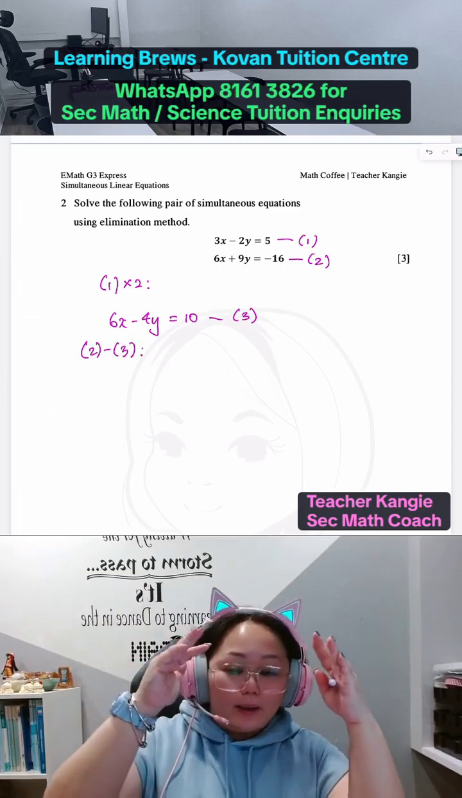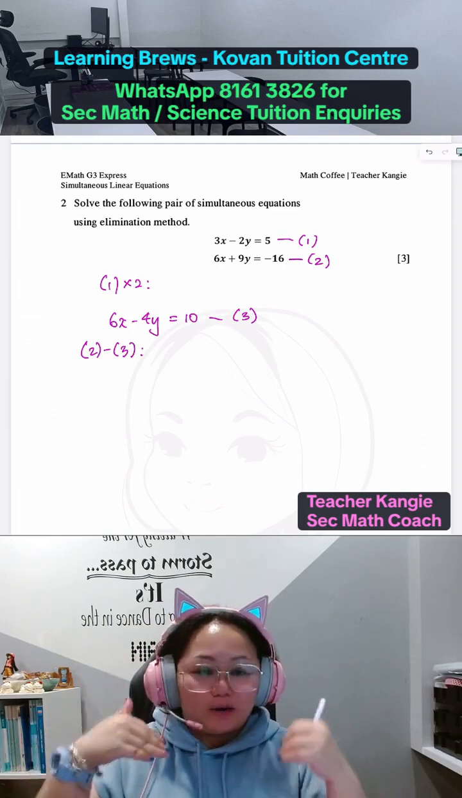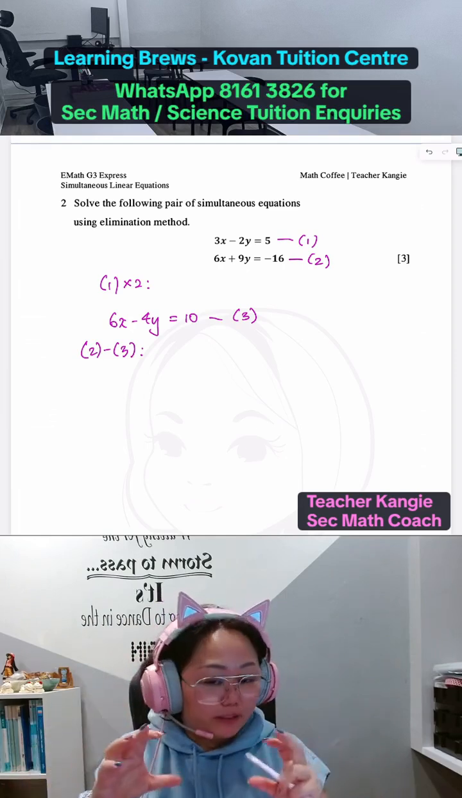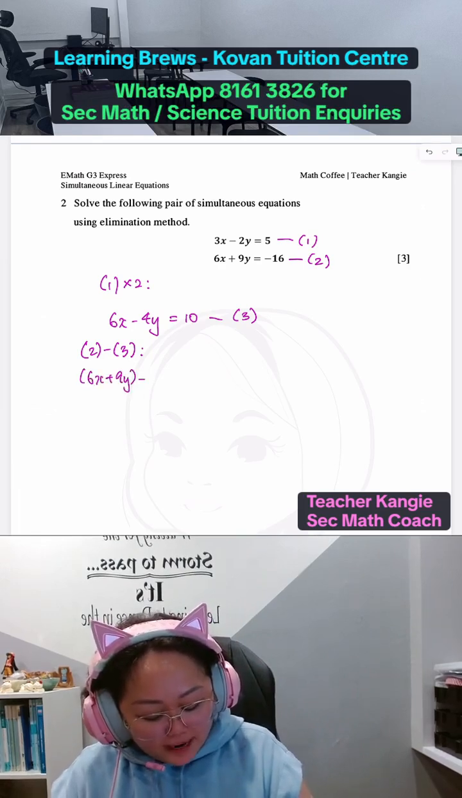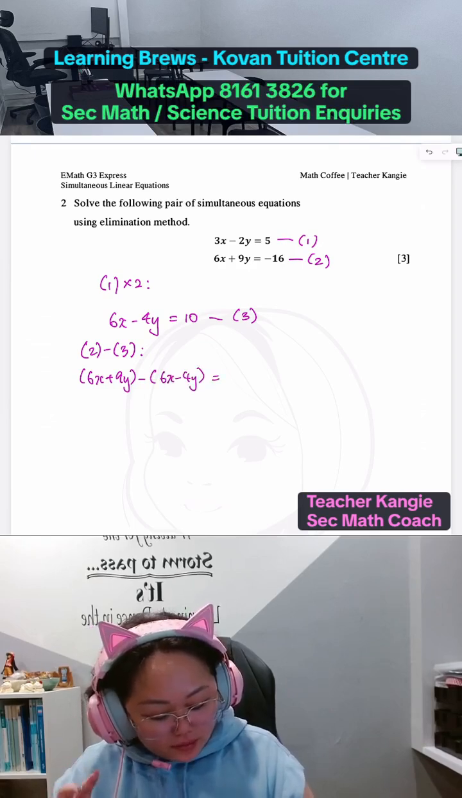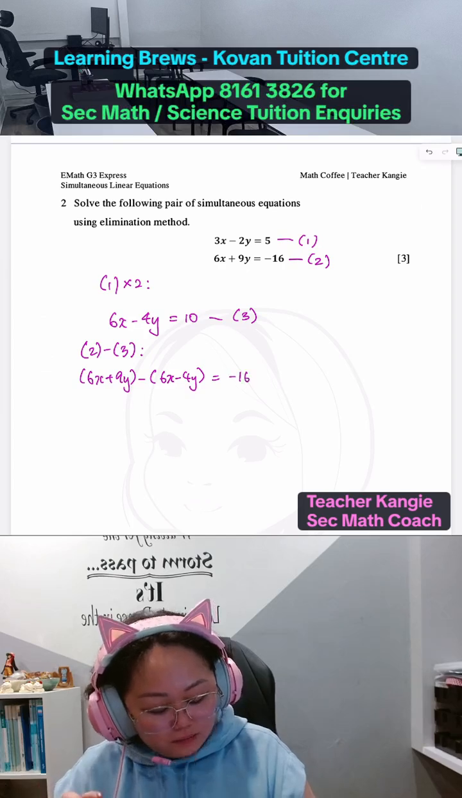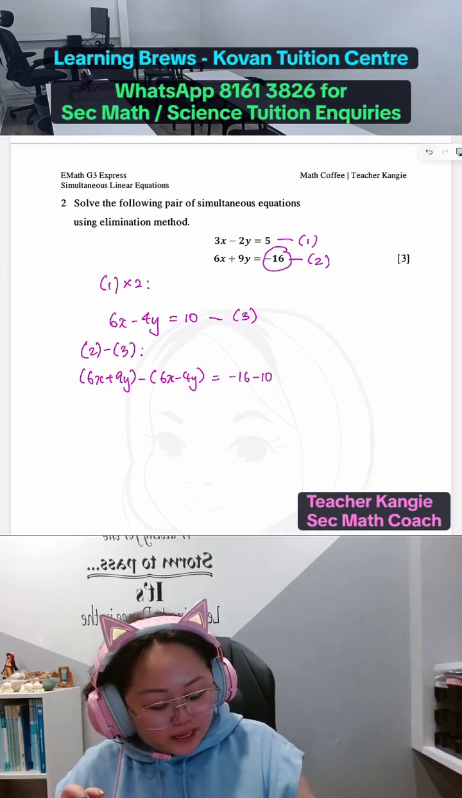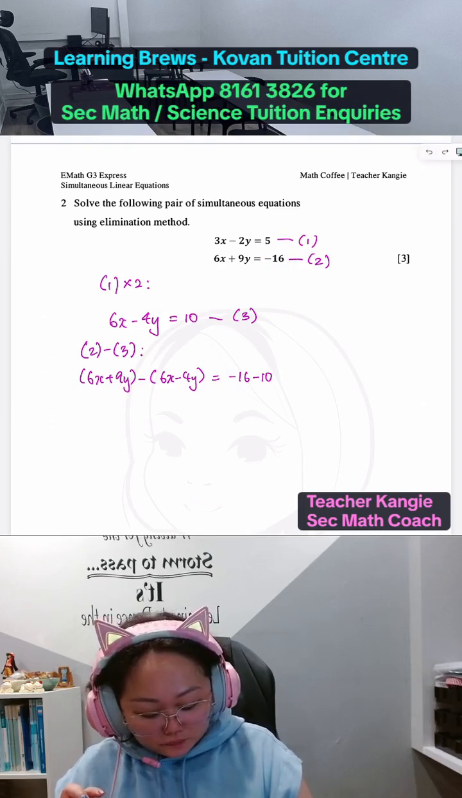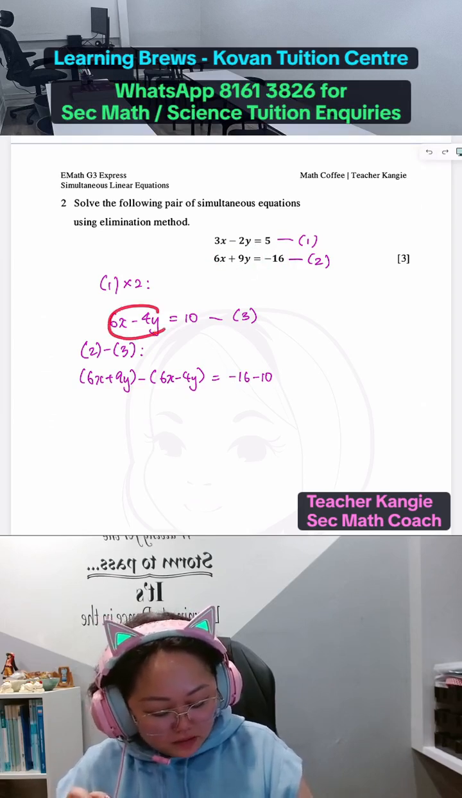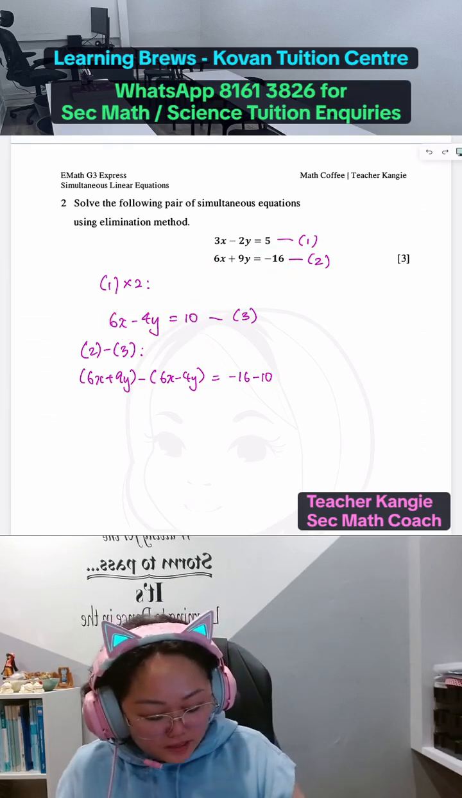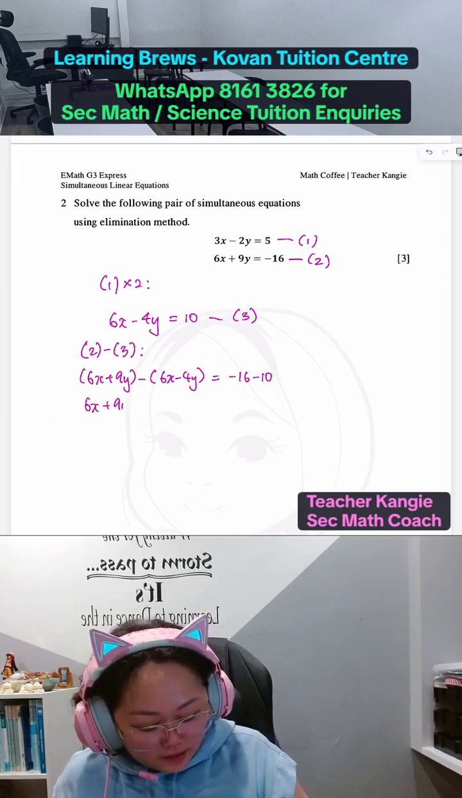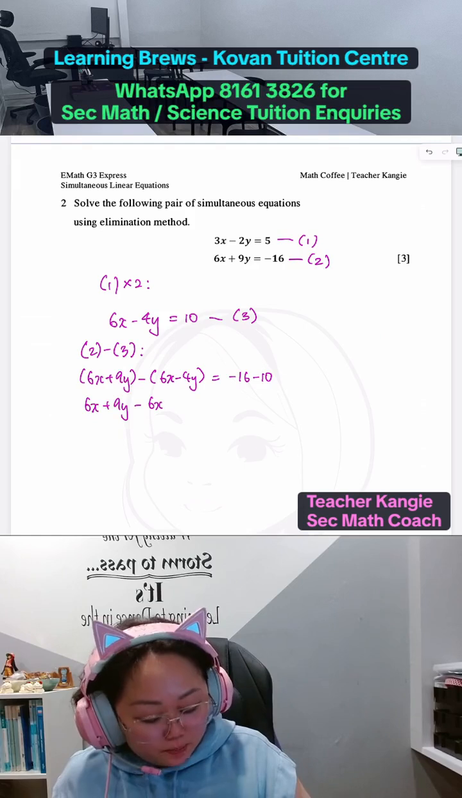Don't do mental subtraction. Use the bracket, especially when you're doing subtraction. So equation 2, the left hand side, let's put bracket 6x plus 9y minus the left hand side of equation 3, which is bracket 6x minus 4y. Then after that, negative 16 minus 10. So be careful whether it is a negative number or not. What I did was left hand side minus left hand side, right hand side minus right hand side. Then you open up the bracket: 6x plus 9y minus 6x plus 4y.